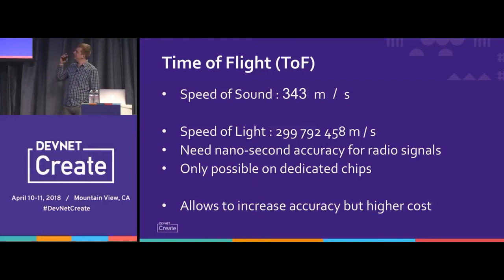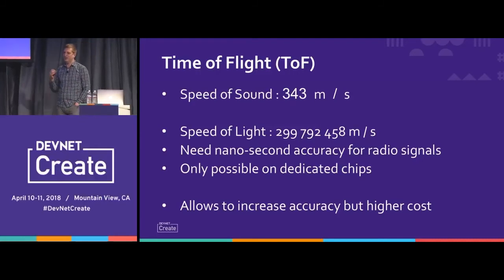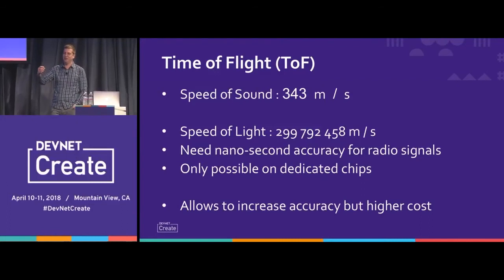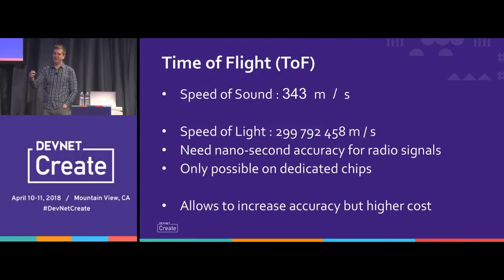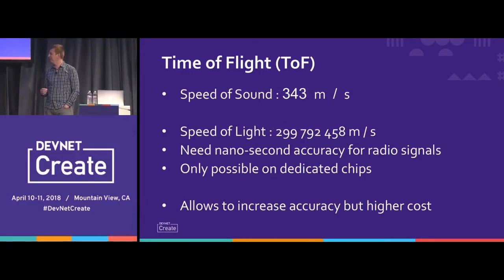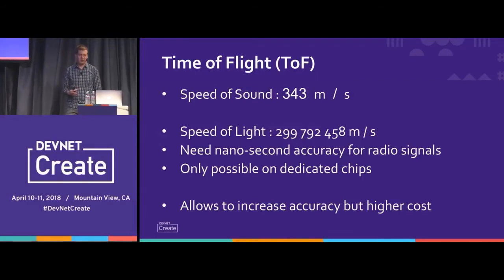So if you have a speed of only 300 meters per second, and an accuracy of a few milliseconds, you basically get an accuracy of a few meters or less than a meter. If you want the same accuracy for the propagation of light and radio, you need measurements in the nanoseconds, which is still today not that obvious. And so it usually requires specific dedicated chips.